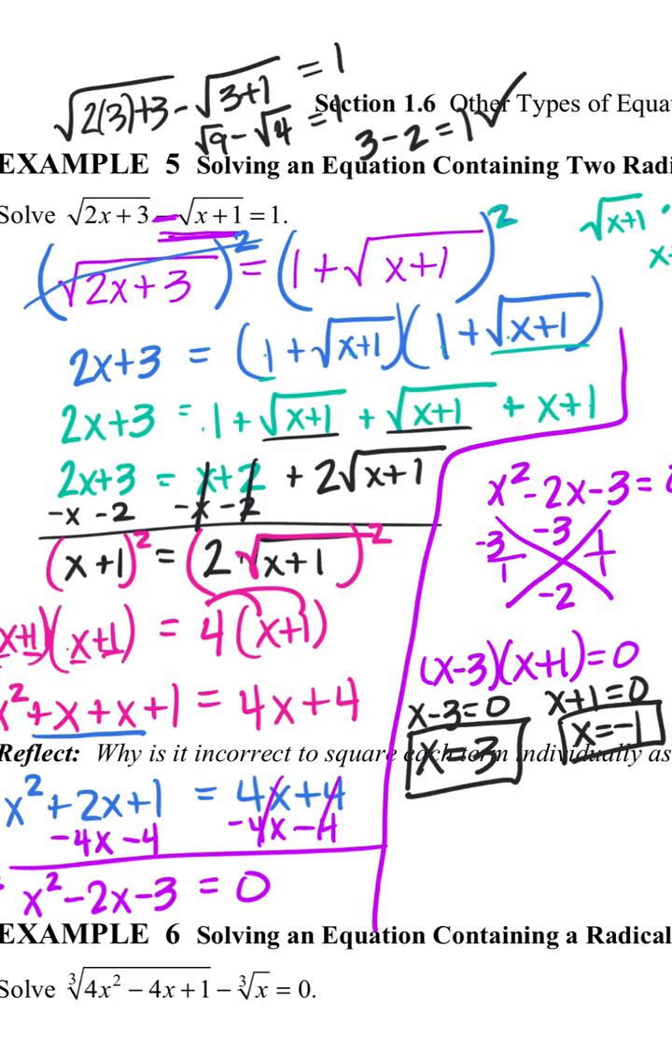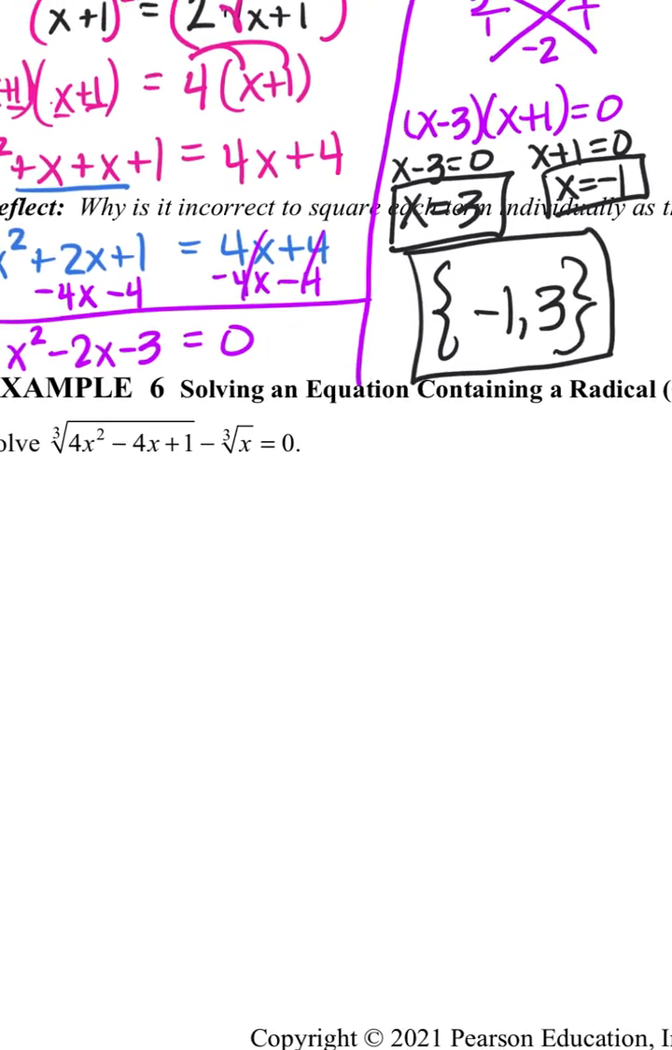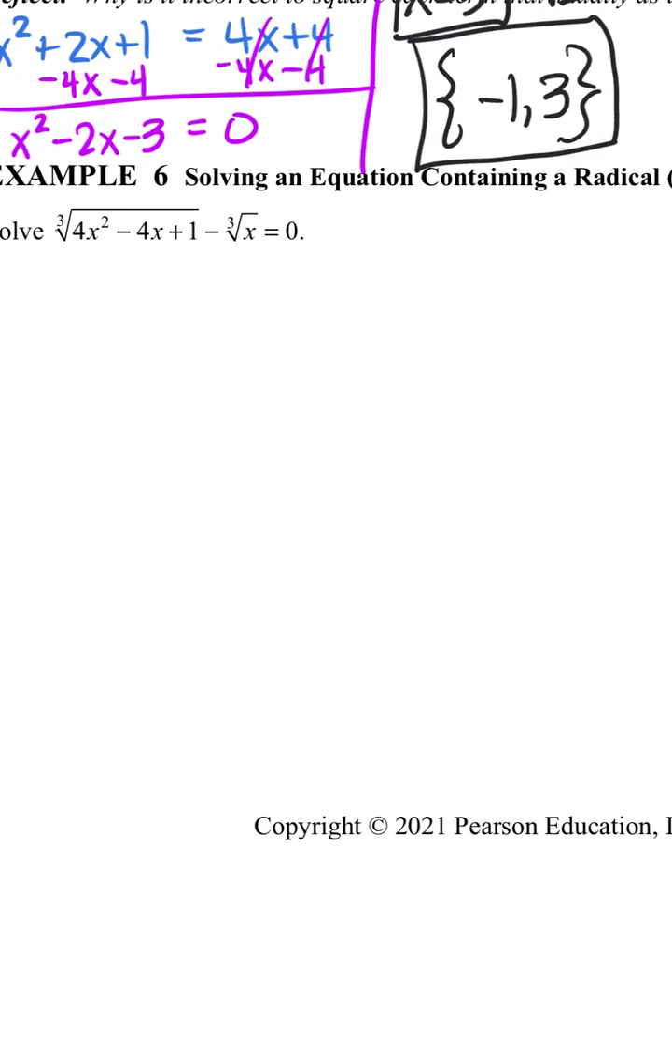And then you do the same thing with negative 1. You plug it back in, see, does it work? Because if it doesn't work, then you can't use it. So your solution set here is negative 1 and 3. Both of them will work. All right, so that was a lot. So let's try one that is maybe not a square root.